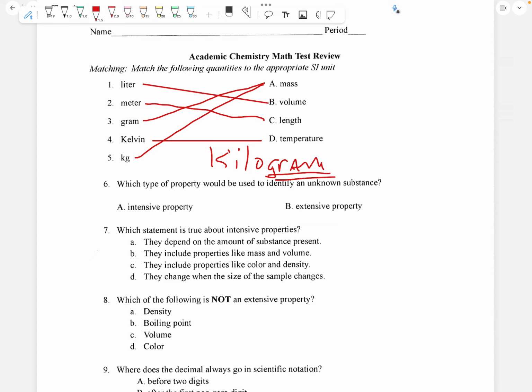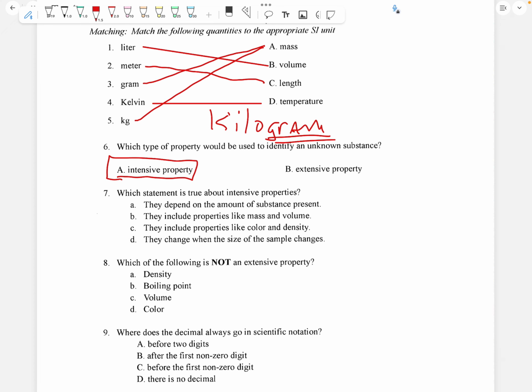Okay. Which type of property, number 6, would be used to identify an unknown substance? Those are intensive properties. Intensive properties do not depend on the amount of a substance. Number 7, which statement is true about intensive properties? Well, they don't depend on the amount of a substance present, and they do not include properties like mass and volume, because mass and volume are extensive properties. These are extensive, okay? And they change when the size of the sample changes. That's not true either. The only thing that is true is that they include properties like color and density.